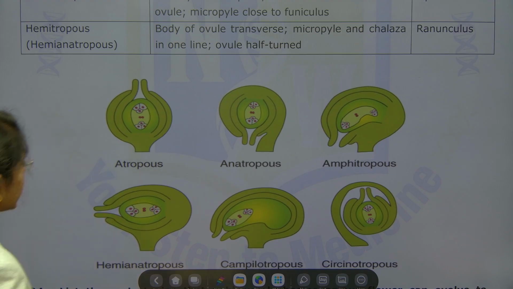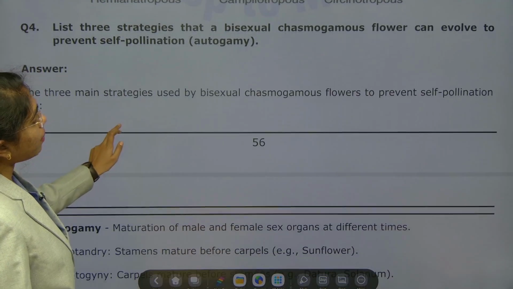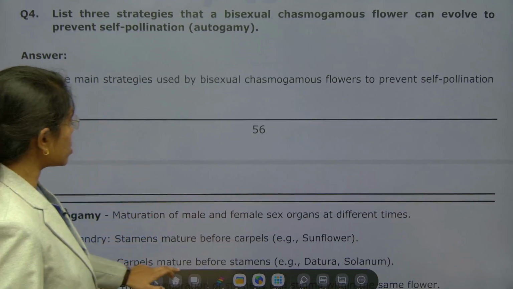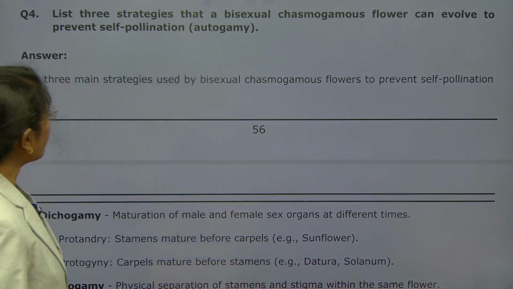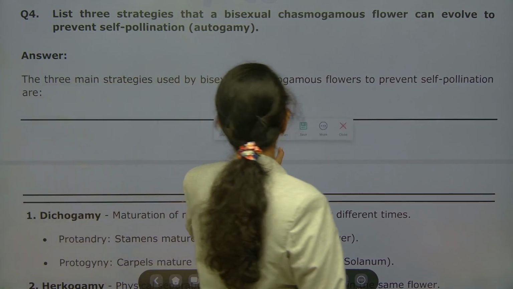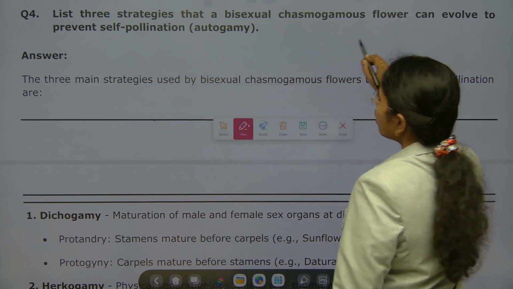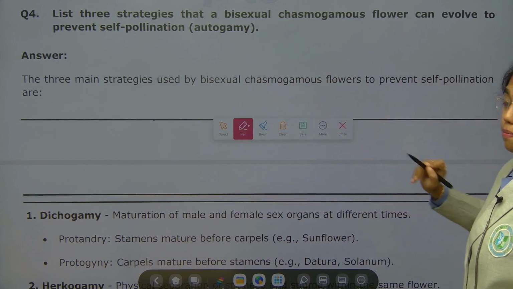Here we go with the next question. List 3 strategies that a bisexual chasmogamous flower can evolve to prevent self-pollination. So what will be the evolution of bisexual chasmogamous flower to prevent autogamy or to prevent self-pollination?